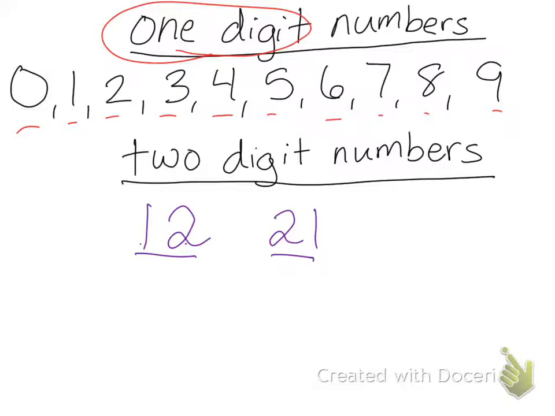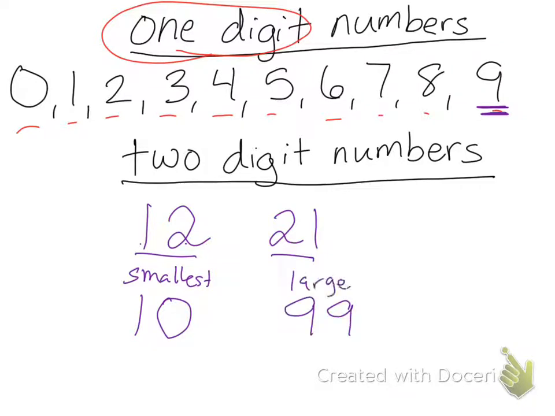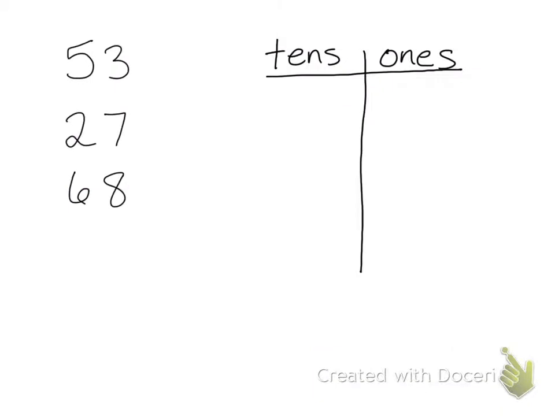So, what is the smallest possible two-digit number? Well, since 9 is the biggest one digit, that means the smallest two-digit number is going to be 10. Okay. What would be the largest two-digit number? Well, since my largest one-digit number is 9, my largest two-digit number is going to be a 9 and a 9, or 99. Okay. If we go any larger, we would be at 100, and that's a three-digit number, and I only want a two-digit number.